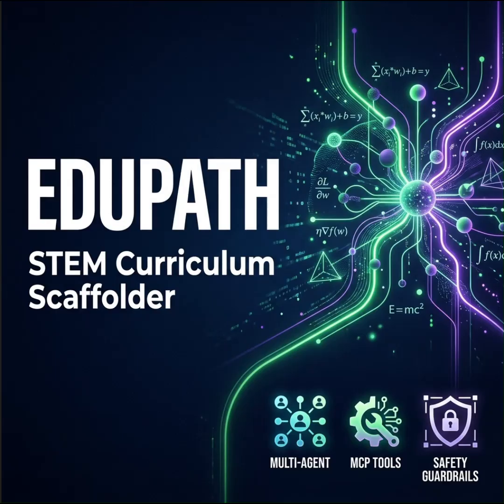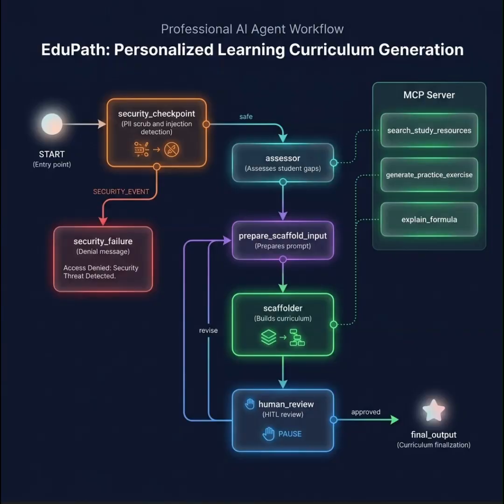curriculum. EduPath is a multi-agent curriculum planner built under the Agents for Good track, specifically designed to democratize access to personalized education. This is our cover banner, and at its core, EduPath offers automated, secure, and intelligent STEM tutoring. Let's walk through the architecture diagram showing how the system functions behind the scenes.